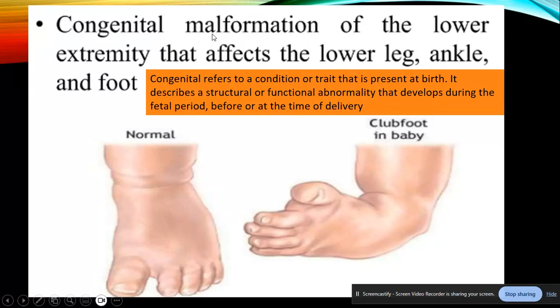So congenital malformation of the lower extremity that affects the lower leg, ankle, and foot. Congenital refers to a condition or trait that is present at birth. It describes a structural or functional abnormality that develops during the fetal period, before or at the time of delivery, right?